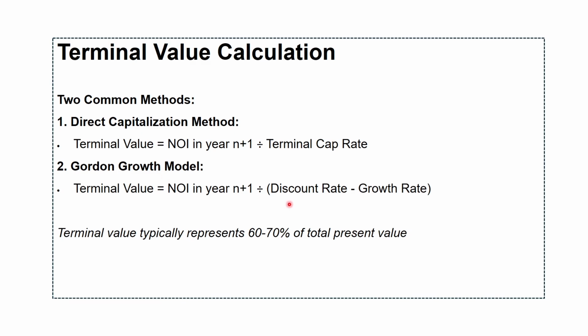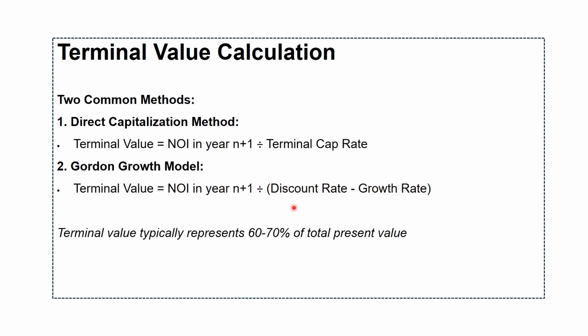The Gordon growth model calculates the terminal value as the net operating income in year n plus 1 divided by the discount rate minus the perpetual growth rate, where NOI is the net operating income in the first year after the projection period. The choice between these methods depends on the specific property characteristics and market conditions. The direct capitalization method is simpler and more widely understood, while the Gordon growth model explicitly incorporates long-term growth expectations, but requires careful estimation of the perpetual growth rate.